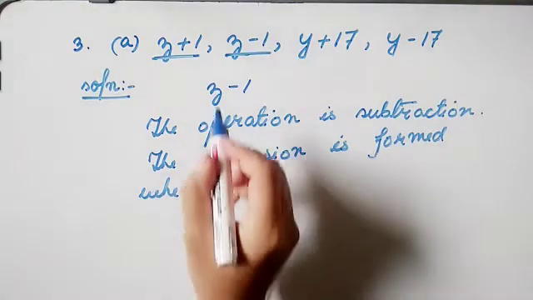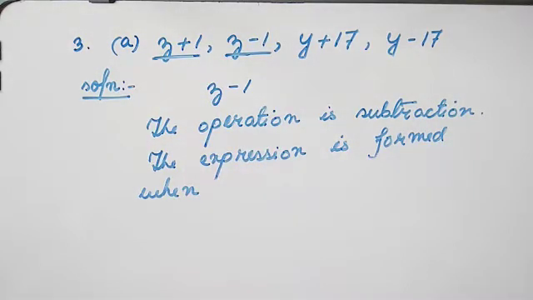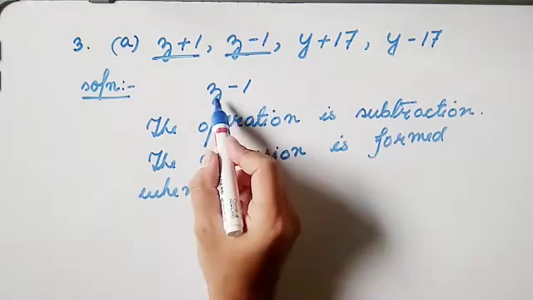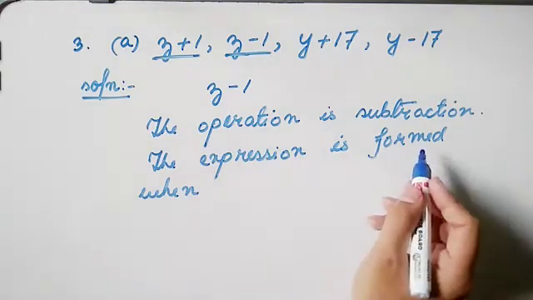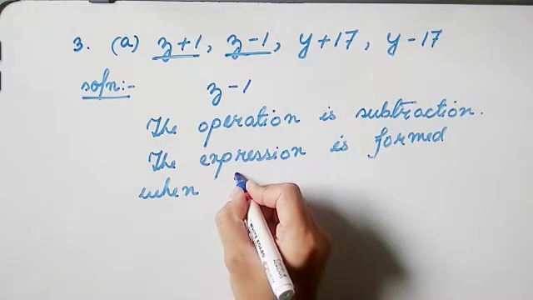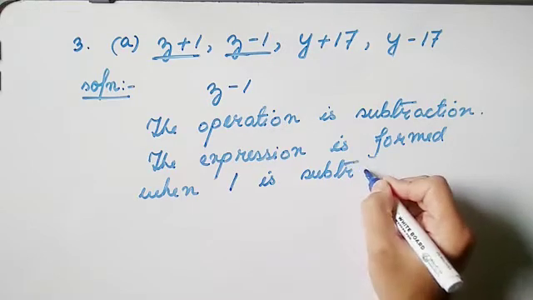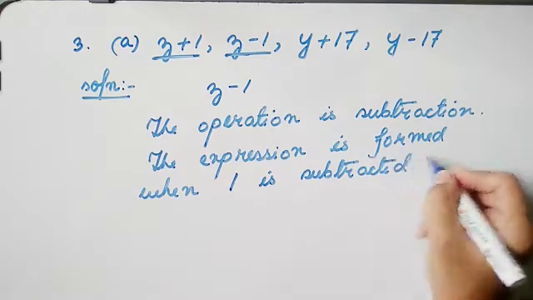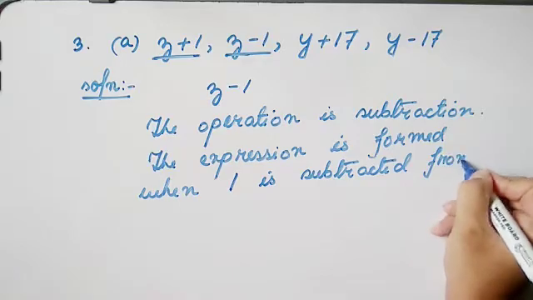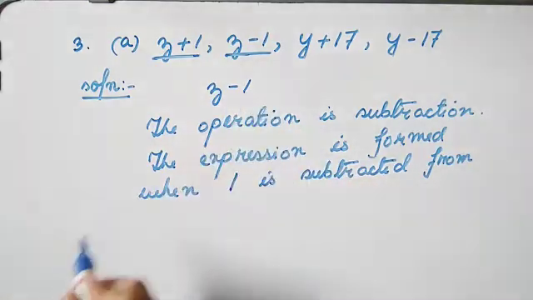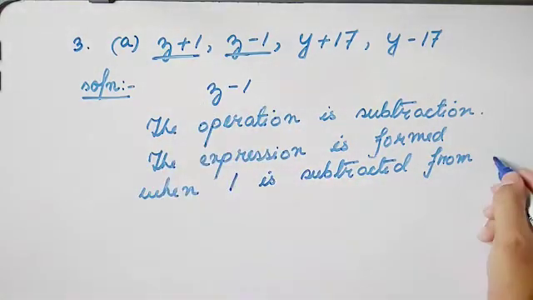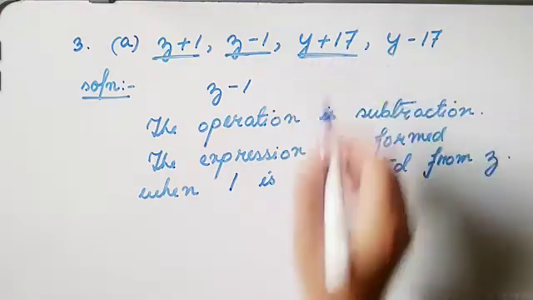Then how is this expression z minus 1 formed? It is very simple, right? The expression z minus 1 is formed when the number 1 is, when 1 is subtracted from, yes, when 1 is subtracted from the variable z. Understood? Very good. Next, let's try our next expression.